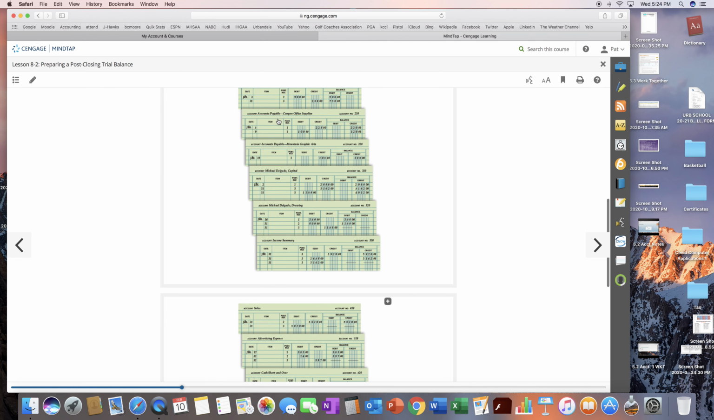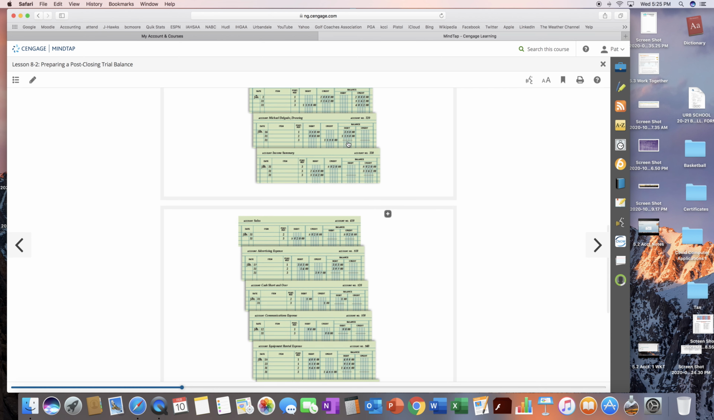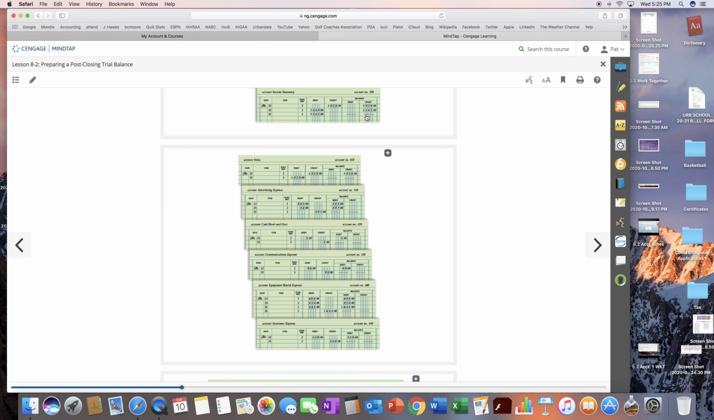Those are assets. They all have balances. The liabilities, accounts payable, have balances. Capital has a balance. Drawing is a temporary account, so you can see it has a line through it. I can't remember if we do lines or zeros. We'll have to mess around with that in our work together. Income summary, a temporary account, is zero, or a line through it is a zero.